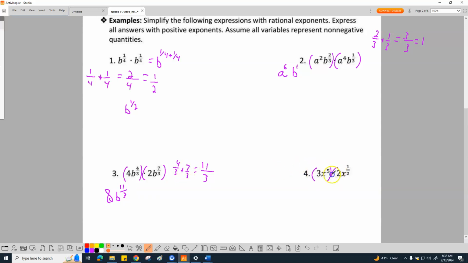Check it out. This is pretty simple. This is this whole thing times this other thing. The number rules stay the same. We got 6. And then I know I have an x. What do I do with my rules? I have to add together 5 plus 1/2. Well, how do I do that? Well, remember, you have to get a common denominator.